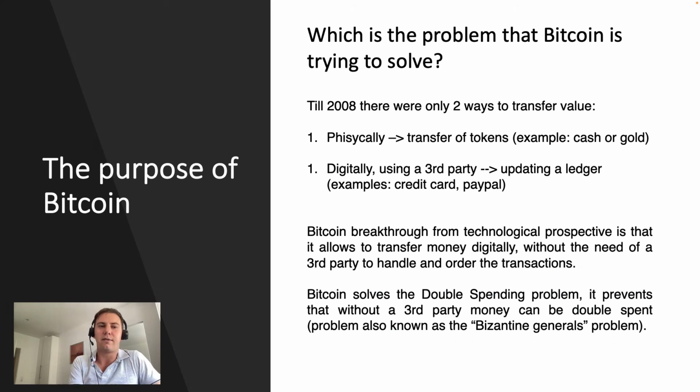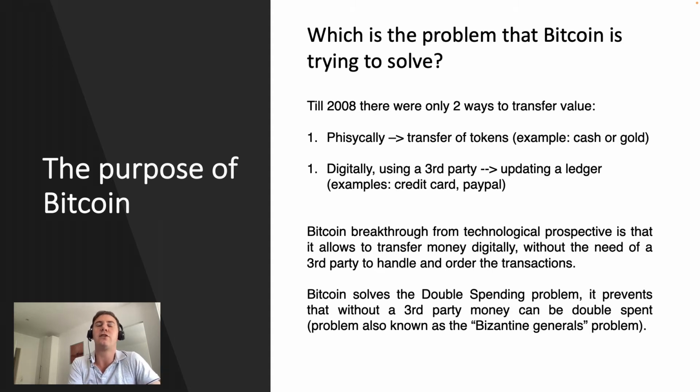Let's start with the purpose of Bitcoin. This is about the technological part. The main purpose of Bitcoin, as I said already in other videos, is a monetary proposition: that Bitcoin represents the best form of money that we have ever had. But in this presentation, I will focus on the technological part. So which is the problem that Bitcoin is trying to solve?